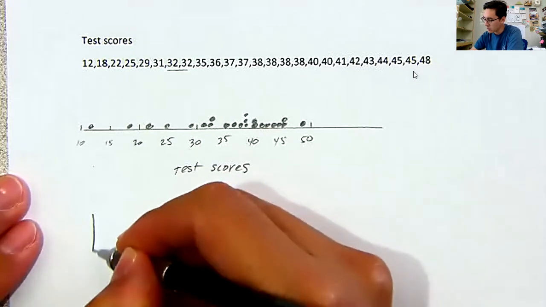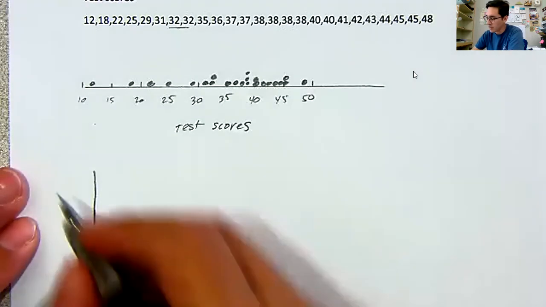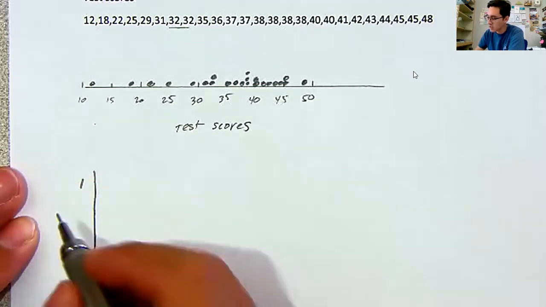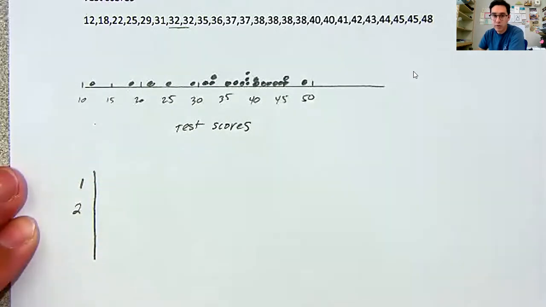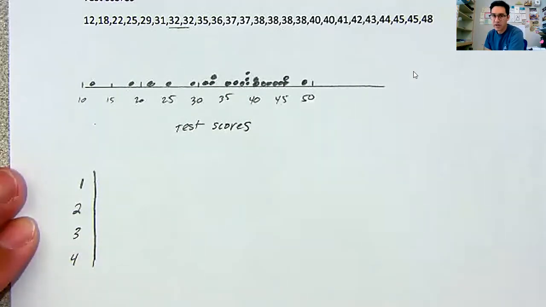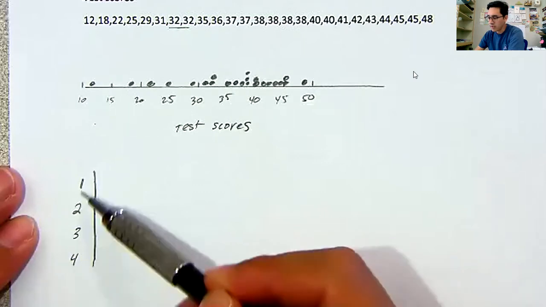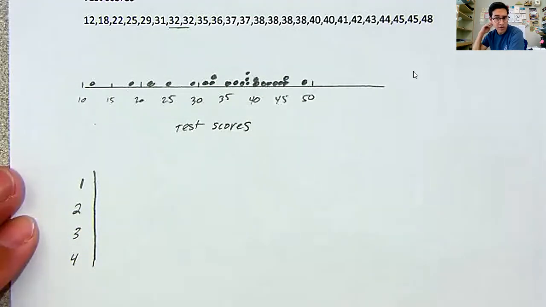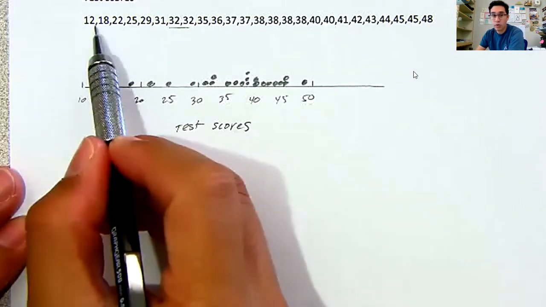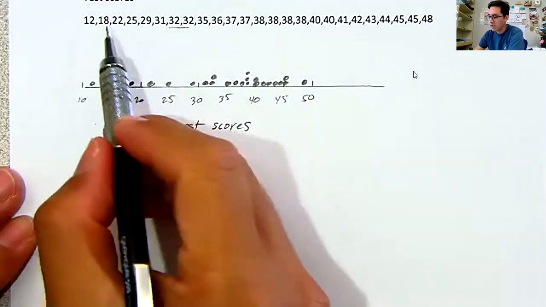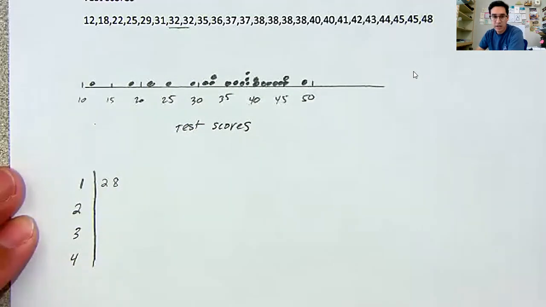So what we'll do is we'll draw a vertical line. And then we're going to use a row to record all the values in the 10s or teens. Another row to record data in the 20s, 30s, and 40s. So we've already recorded the digit in the tens place of each test score. Now I just have to record the digit that's in the ones place. So for the first score of 12, I would just record a 2 in the tens row. And then for 18, I would just record the last digit 8 again in the tens or the teens row.